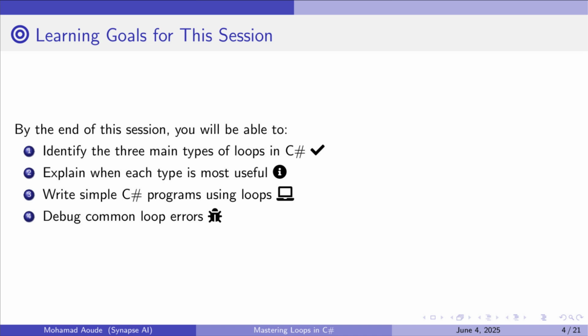By the end of this session, you will be able to identify the 3 main types of loops in C#. Explain when each type is most useful. Write simple C# programs that use loops. Debug common loop errors, such as infinite loops and off-by-one mistakes. Keep these goals in mind as we move forward.